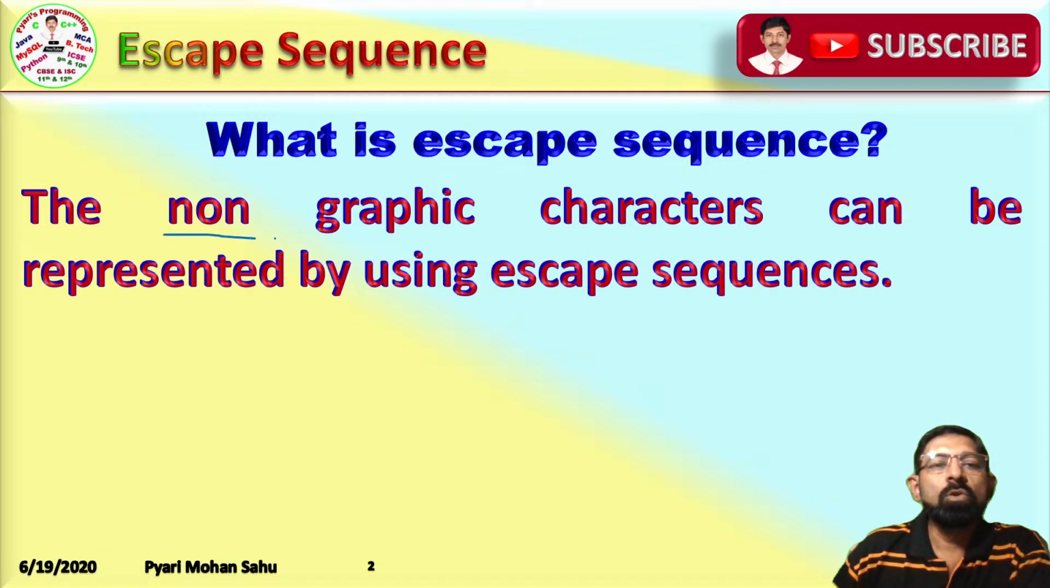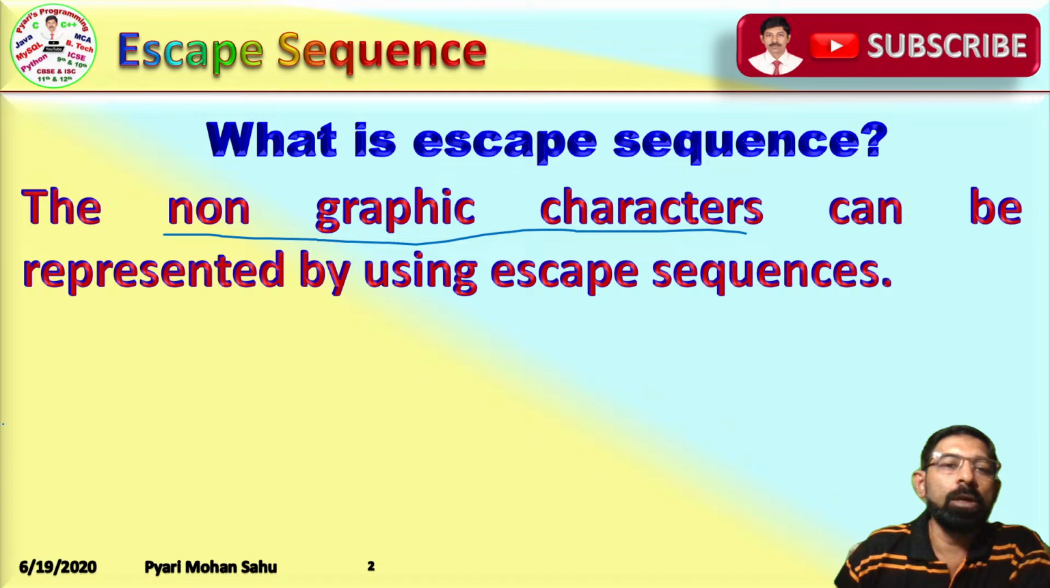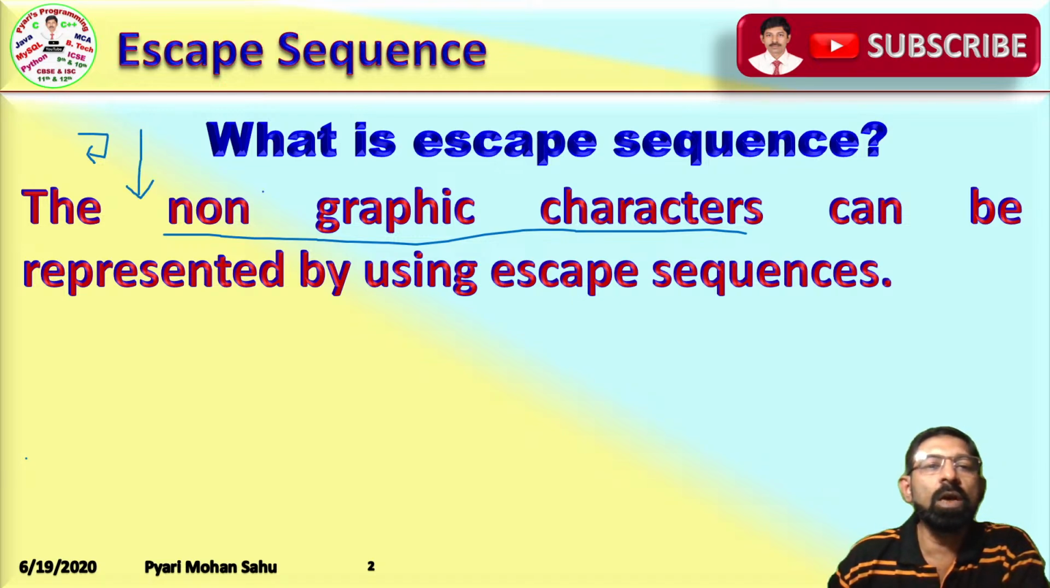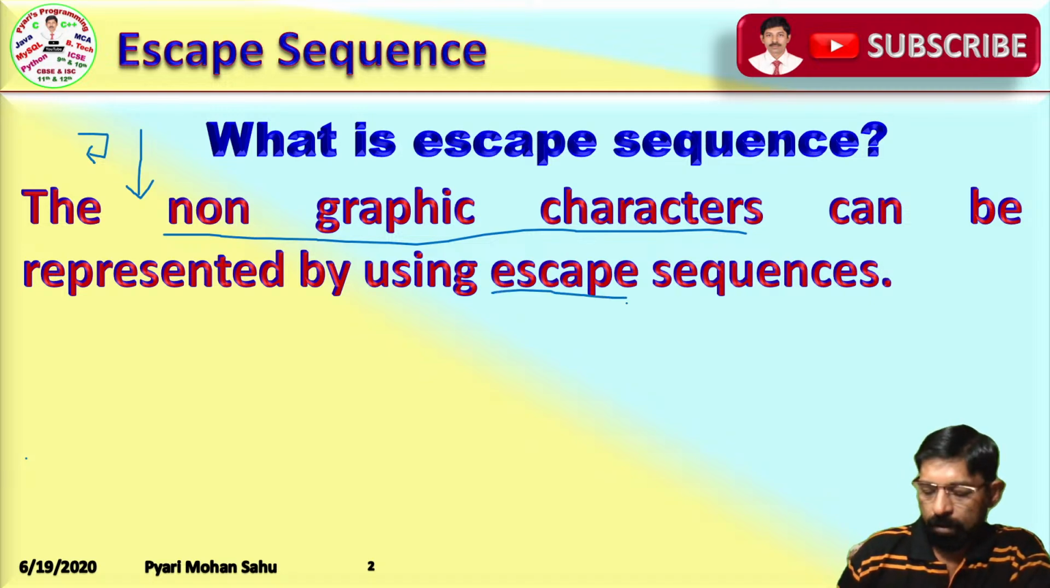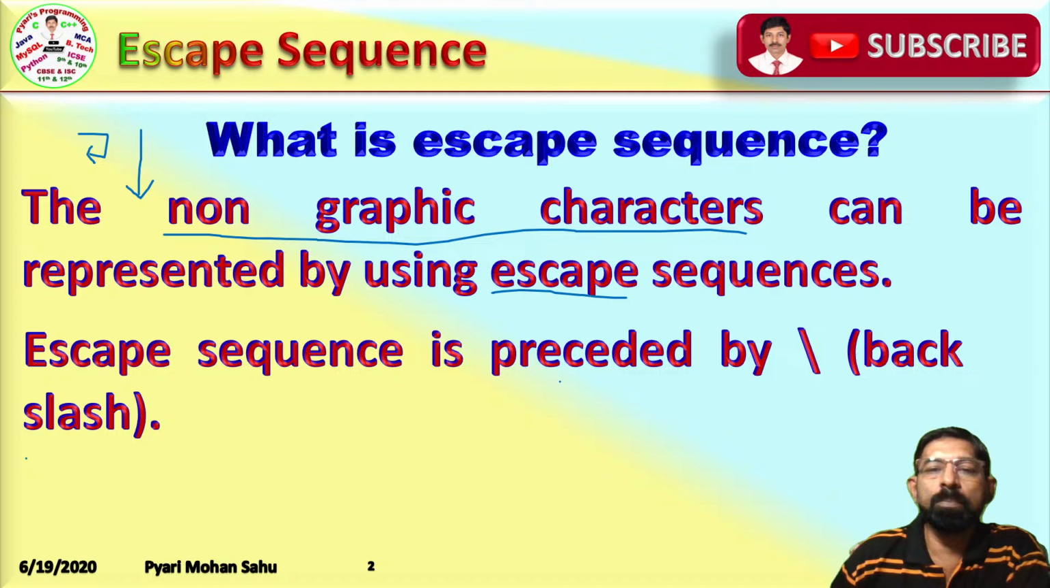Non-graphical characters. When I'm executing a program, I cannot press this enter key, which is available in your keyboard, to take the control to the next line. At the time of execution, I cannot give this tab space either. These are all non-graphical characters that can be represented with the help of your escape sequence. Next point says that an escape sequence is preceded by a backslash. Forward slash is for division, backslash is for escape sequence.